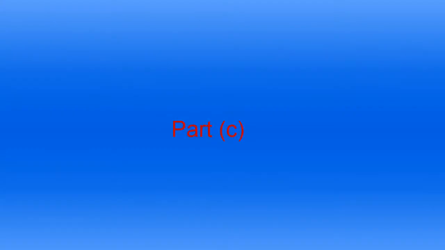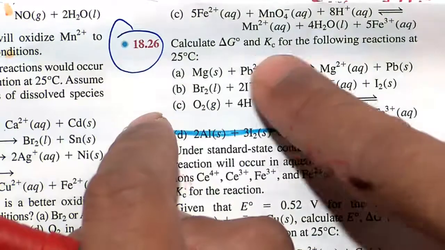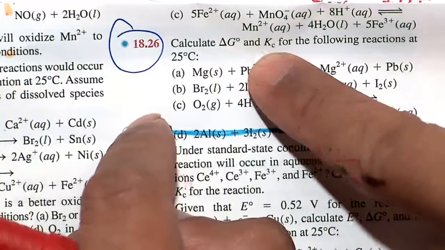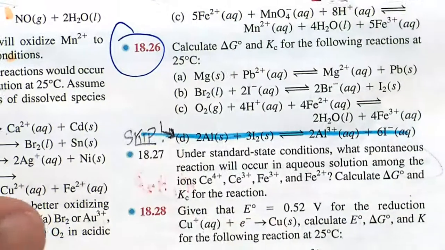Moving on to part C, we will break this down into its corresponding oxidation half reaction and corresponding reduction half reaction, and use our equations to solve for delta G and Kc. We first have to solve for E cell at standard state.